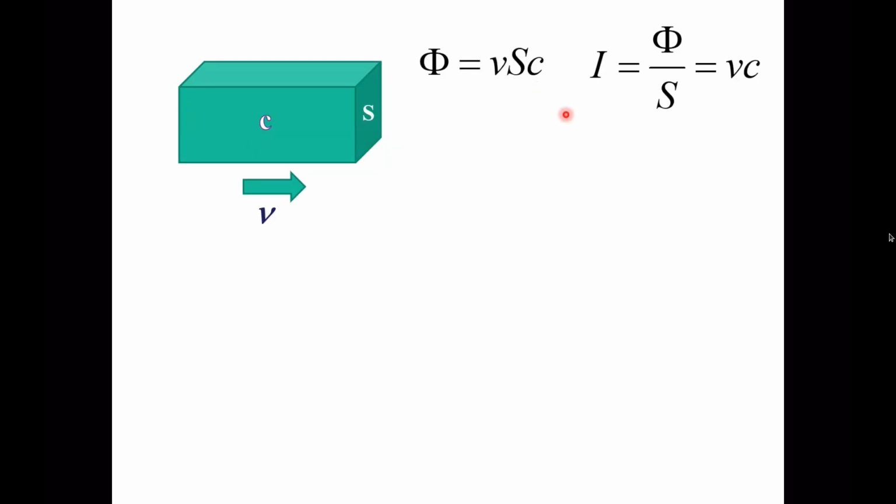The electrical current, or the density of the current, it's more, right? We need to divide with this cross section, means per 1 square centimeter or millimeter or square meter. So the density of the current is just V with C, the velocity with the concentration.